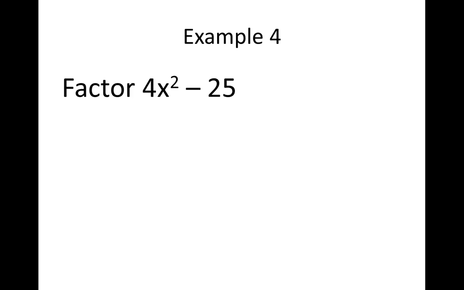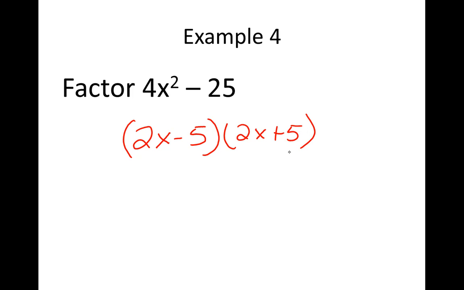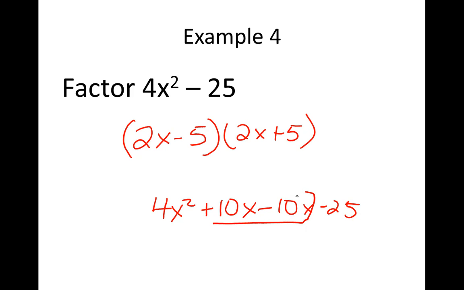Next, 4x squared minus 25. First one we've had with a number other than 1 beside the x squared, but what's this going to be? The square root of 4 is 2, so this is going to be 2x minus 5, 2x plus 5. Now you should be checking these. Do 2x times 2x, 4x squared, 2x times positive 5 is plus 10x, and then minus 10x, and then minus 25. I recommend doing this in the first few just so you can really see why this works out the way it does. You get 4x squared minus 25.